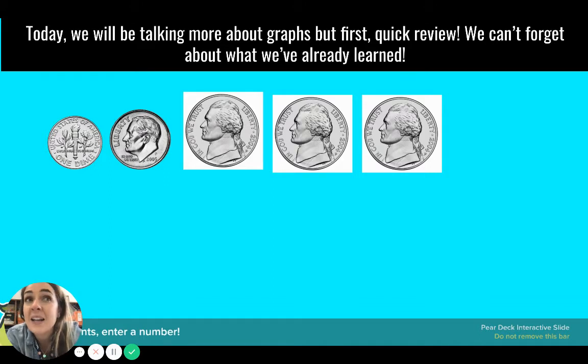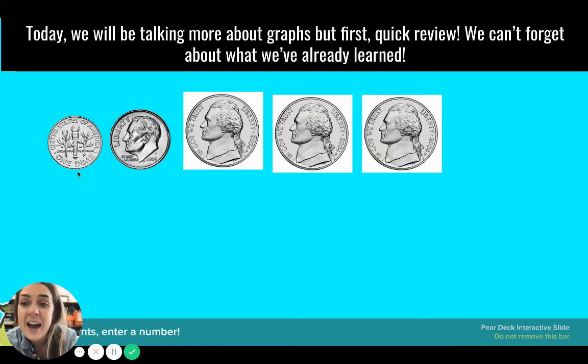Now, we might be talking about graphs, but like I said yesterday, it's still so important that we review things that we have learned before. That keeps it fresh in our brain. So in front of you right here, you will see that there's a mix of coins. I see some dimes and I see some nickels. And the tricky thing about mixed coins is that your brain has to switch back and forth between counting by ones or counting by tens or counting by fives. And it can just be a little bit harder than when you're counting all the same coin.